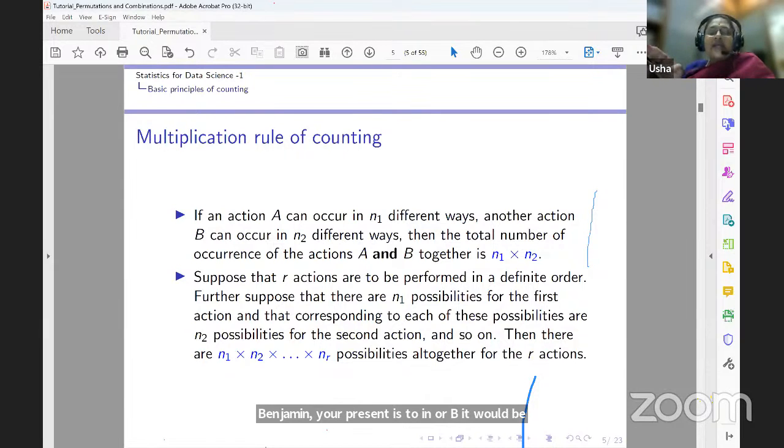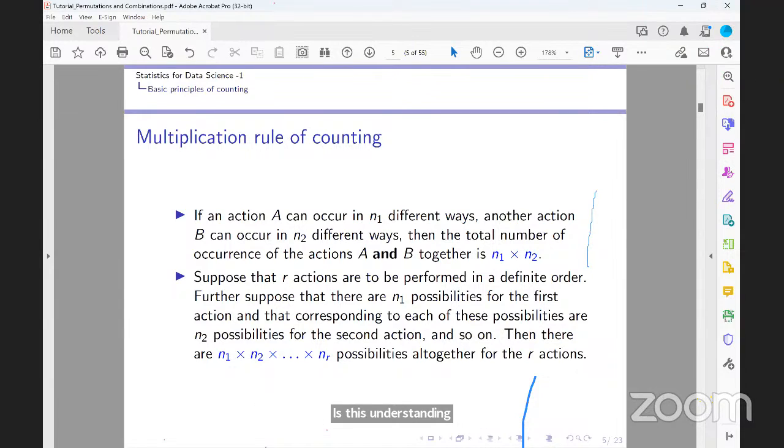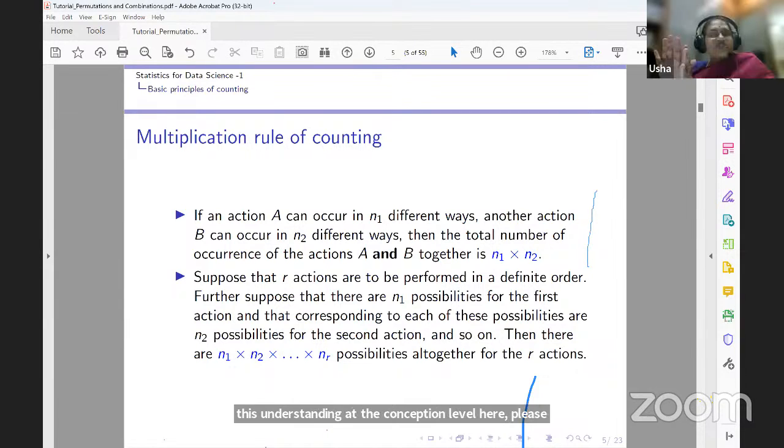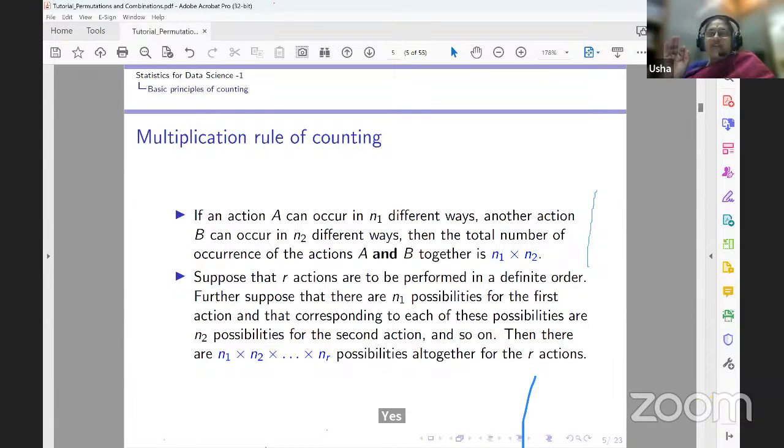Is this understanding at a conceptual level clear, please? Yes, ma'am. Or means add? Yes, ma'am. And means multiply. Yes. That is the first thing.